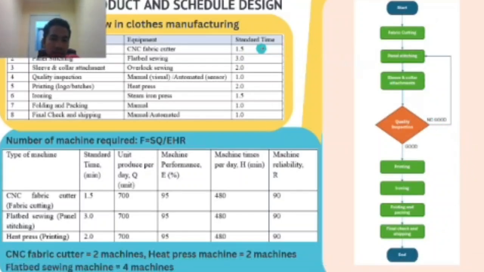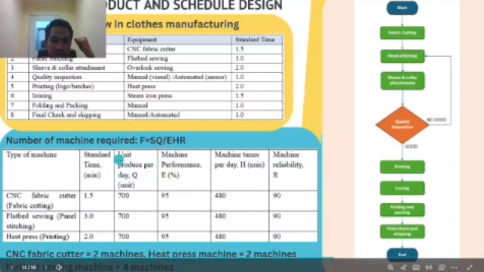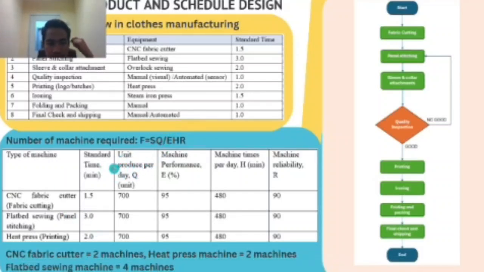The standard time is assumed by operation. Then with this data we can calculate the number of machines required in production per day. This is also by assumption. We have standard time, units produced per day, machine performance, machine time per day, and machine reliability. By this data, we can apply the formula: F equals standard time multiplied by units produced per day, over reliability times performance times machine time per day.